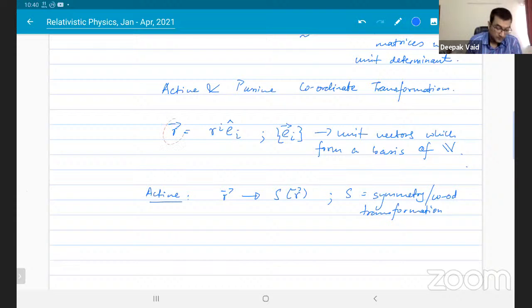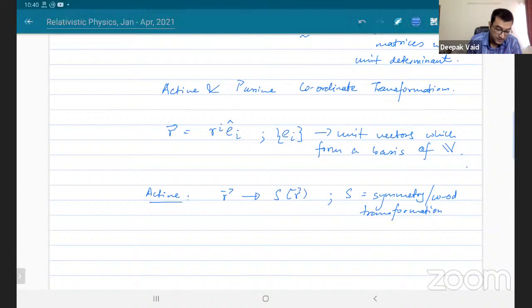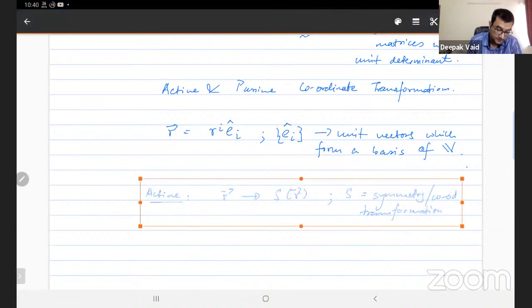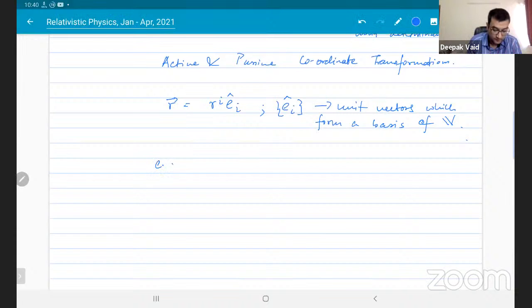And any vector in our vector space can be written in this way, right? I mean, this is one of the basic properties of vector spaces. And this e_i, these are the unit vectors. So as an example, if you talk about R3, you can have different basis vectors, right? You can have the Cartesian coordinates. What are the basis vectors? You have, let's say, x hat, y hat, and z hat.